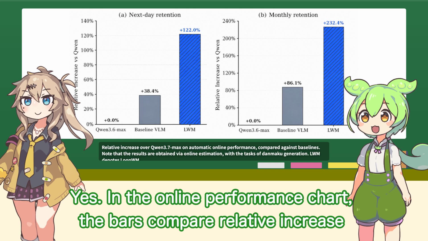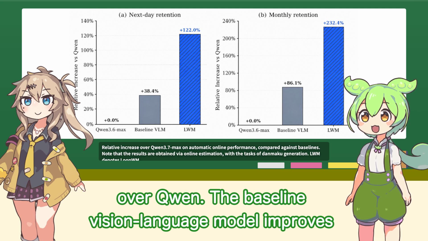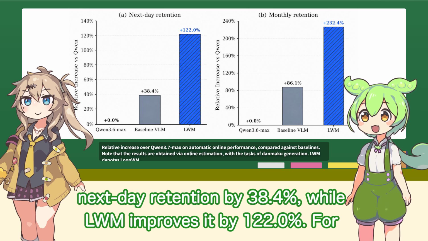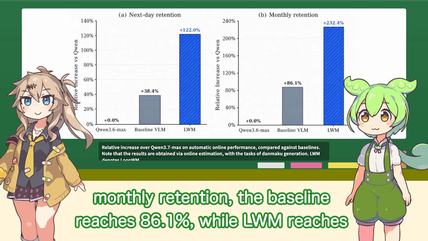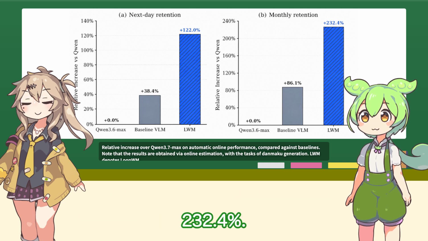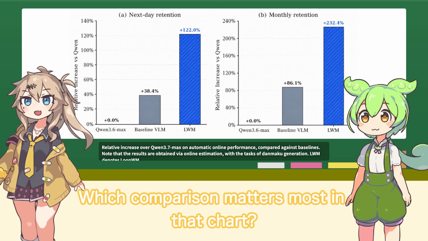Yes. In the online performance chart, the bars compare relative increase over Q1. The baseline vision language model improves next-day retention by 38.4%, while LWM improves it by 122%. For monthly retention, the baseline reaches 86.1%, while LWM reaches 232.4%. Which comparison matters most in that chart?